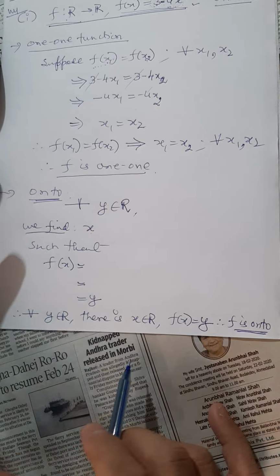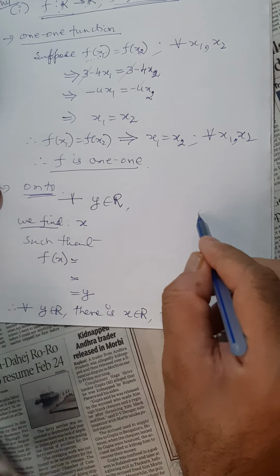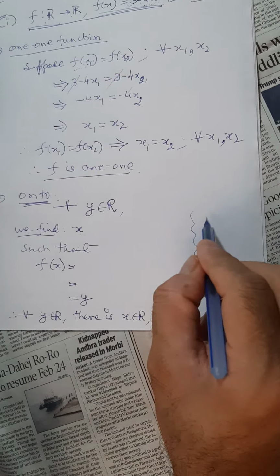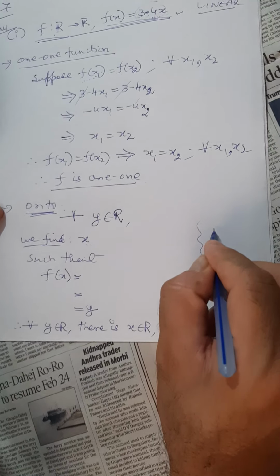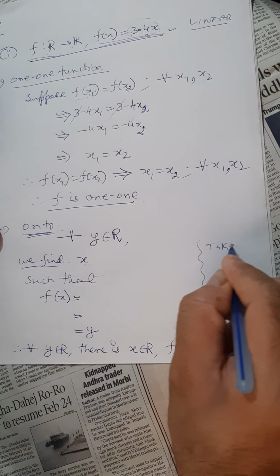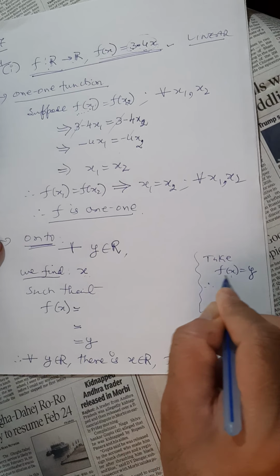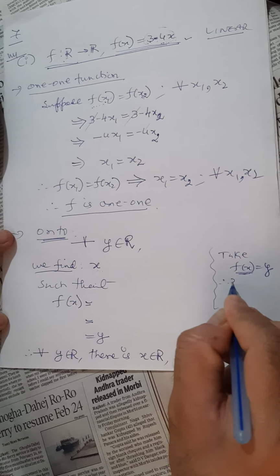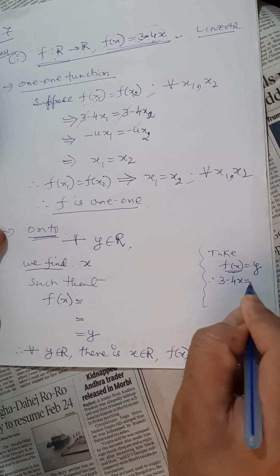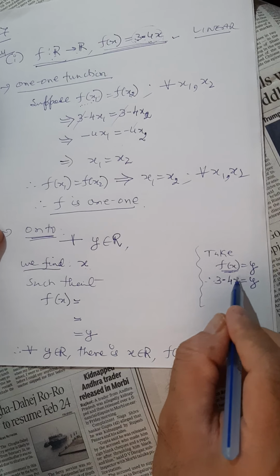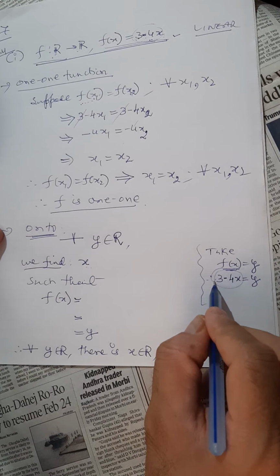How do I show? What you have to do usually in such questions, to find x, you take the function equals to y. This is a method. Take function equals to y. Now write the formula of the function. What is the formula of the function? 3 minus 4x equals y. And now you make x the subject of the expression.